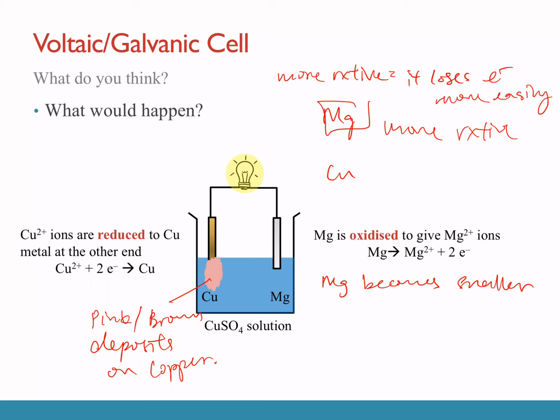So if we recall, on the reduction side, we had copper 2 plus, we also had hydrogen ions. Of the two, based on the electrochemical series, copper 2 plus is the one that will be reduced. Okay, so we have these two half equations, and because magnesium is the one giving electrons, and this is the one taking electrons, there is a flow of electrons, making the light bulb light up.